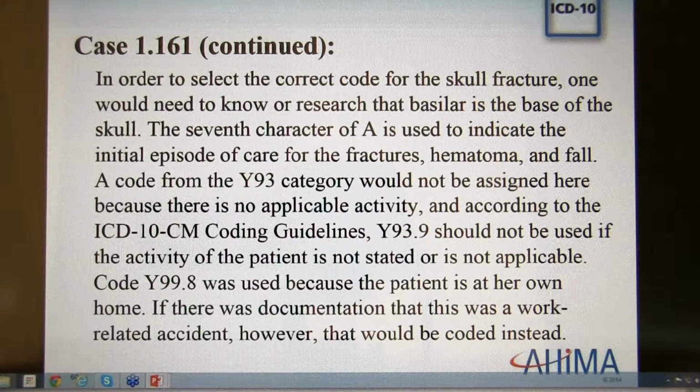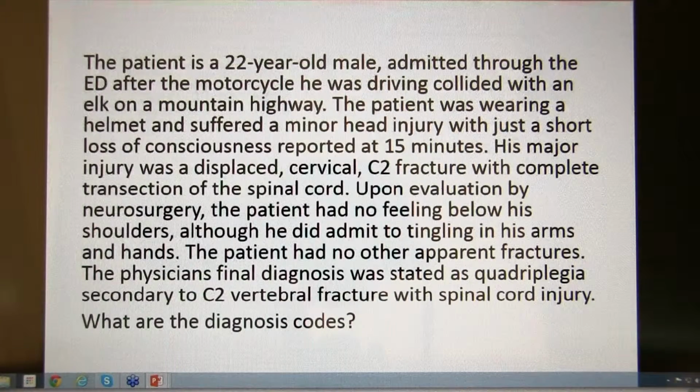Our last example we'll walk through today is our 22-year-old male who went to the ER after a motorcycle accident. He was wearing a helmet and did have a loss of consciousness. He has a displaced cervical C2 fracture with complete transection of the spinal cord. He has no feeling below his shoulders, but does have some tingling in his arms. No other apparent fractures. The physician's final diagnosis is stated as quadriplegia secondary to a C2 vertebral fracture with spinal cord injury.